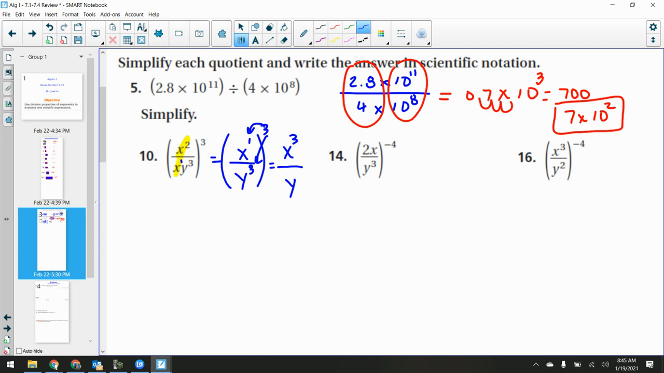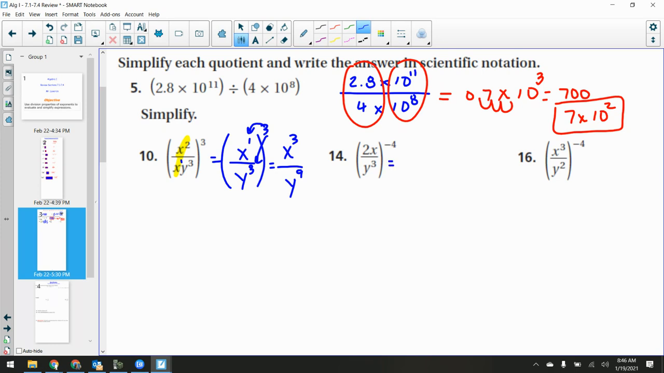What's the final power on y? Somebody tell me. What's that? 9. Good. The final power on y is 9. How do we know that? Because if I take y to the third power to a power, that means we multiply. Power to a power means we multiply. So y to the 9. 3 times 3 is 9.